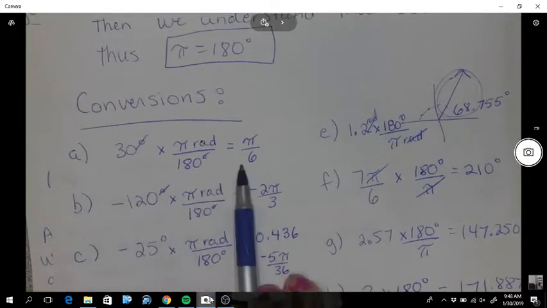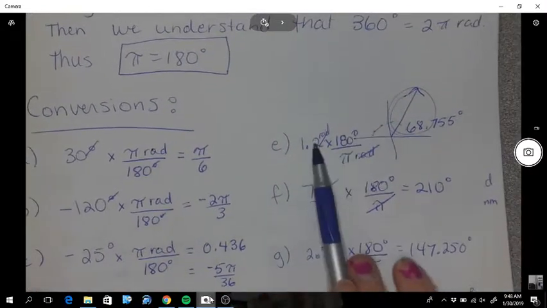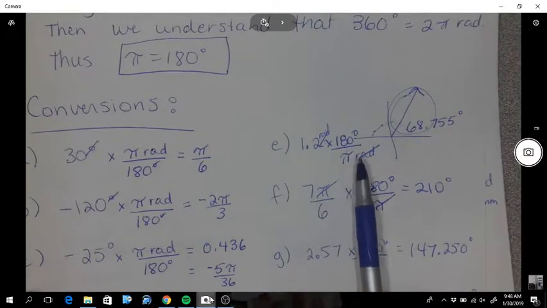Okay, so that's conversions. So degrees to radians, times by pi over 180. Radians to degrees, times by 180 divided by pi.